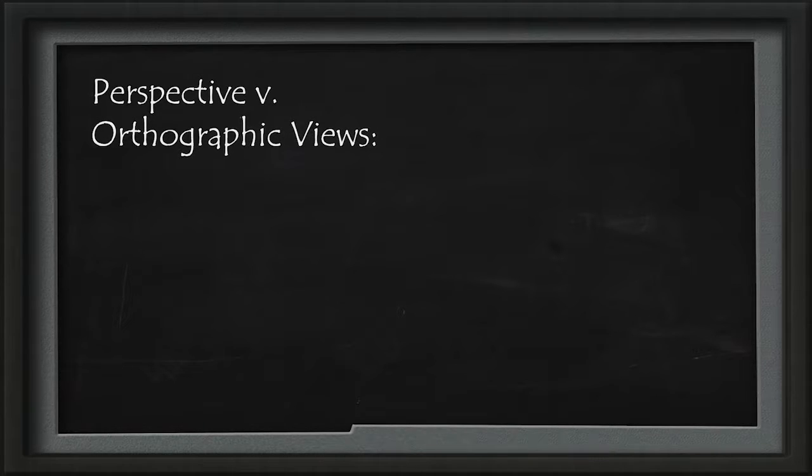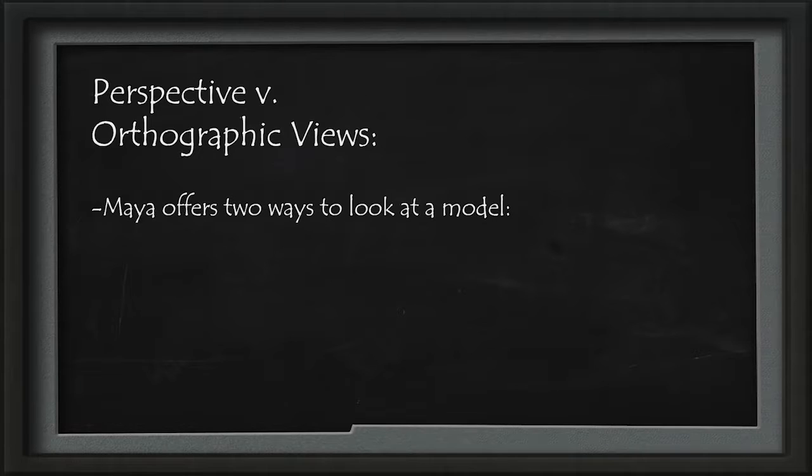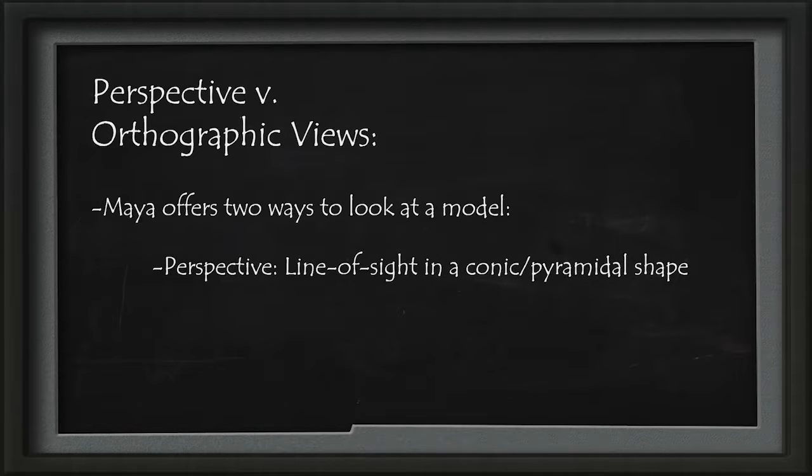Now what these two words are referring to are the two primary ways that you'll be looking at your model whenever you're modeling in Maya. Now the first and primary way that you'll be looking at things is through the perspective view. This is the line of sight that projects from a single point outward in a sort of cone or pyramid shape. This is how we see things through our eyes, through camera lenses, through video lenses, and so on, and is also a type of view that allows us to easily perceive depth.